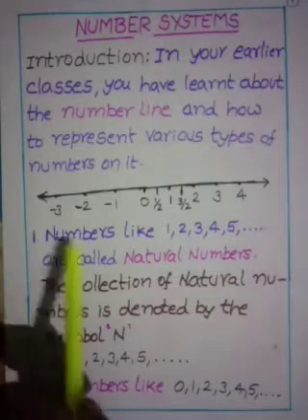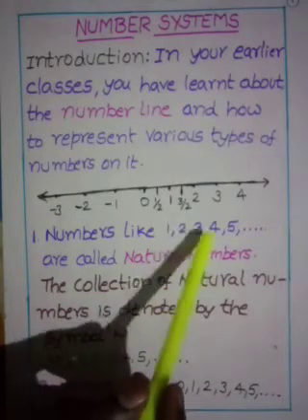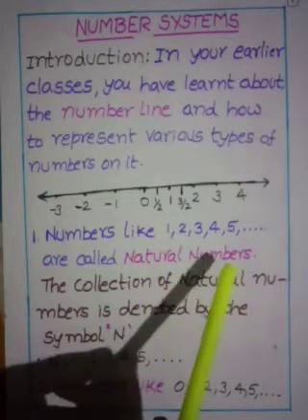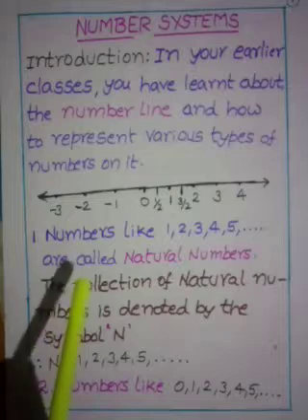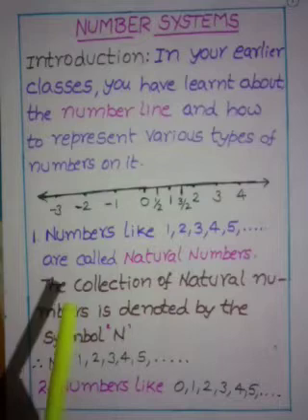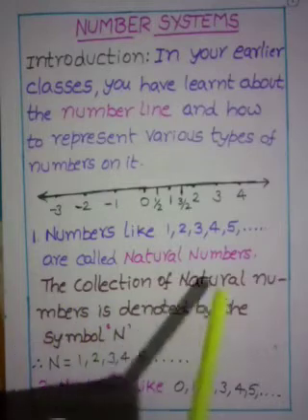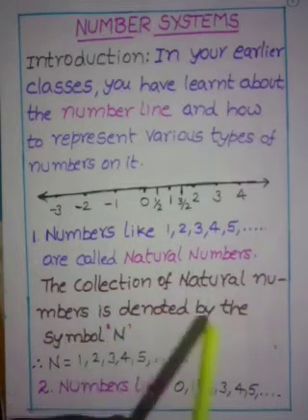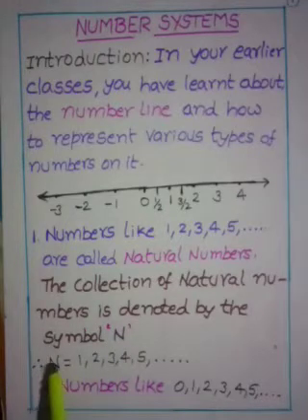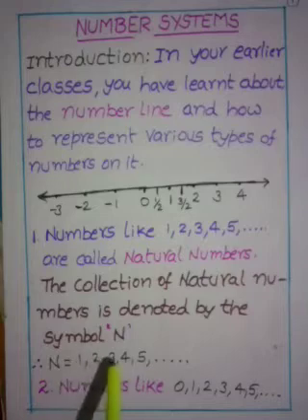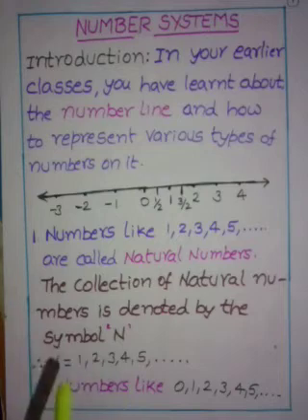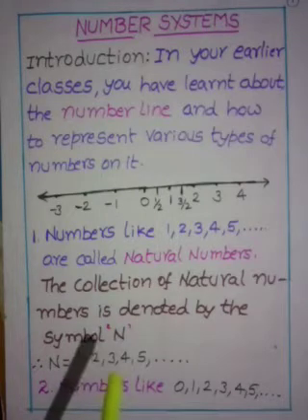First, numbers like 1, 2, 3, 4, 5 and so on. These numbers are called natural numbers. Okay, my children, you have already learned this. We are just recalling that previous knowledge. The collection of natural numbers is denoted by the symbol capital letter N. Therefore, N is equal to 1, 2, 3, 4, 5 and so on. You have learned this point in your earlier class.